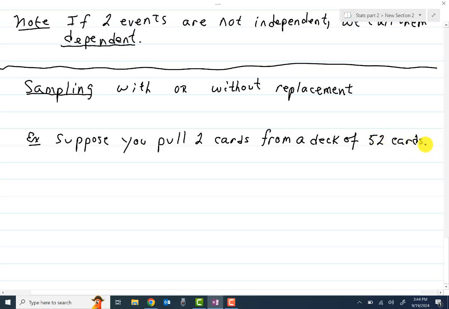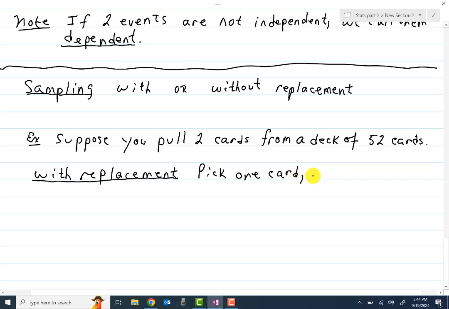So you pull 2 cards from a deck of 52 cards. Now, depending on how you drew the cards, you may or may not affect the draw of the second one. So, first case, let's do with replacement. In this case, you pick one card, note it, and then put it back.